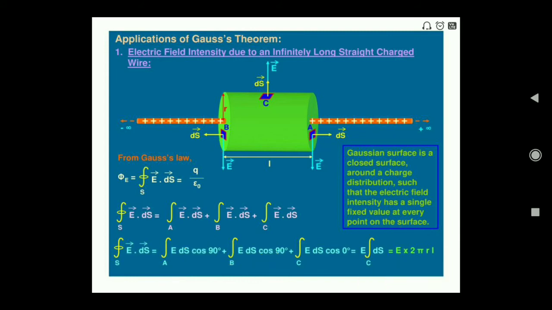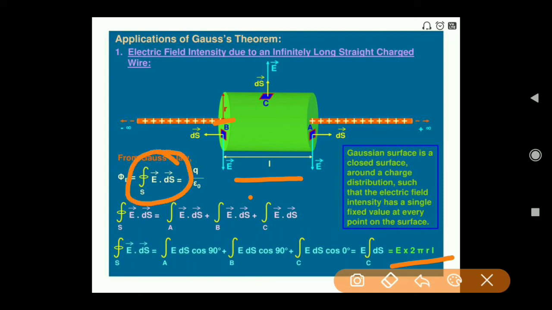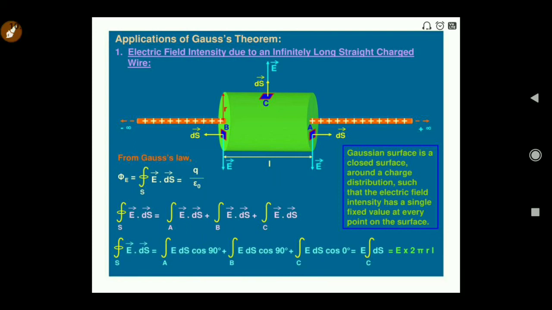And what is the surface area of the cylinder? So you see here the surface area of the cylinder is 2 pi rl, because the length of the cylinder is given as L and the radius is given as R. So that becomes 2 pi rl. So this is the value of this closed integration of E dot ds for this Gaussian surface. But this value is equal to q upon epsilon naught. So what is the charge enclosed inside this Gaussian surface? Right now, our aim is to find the charge enclosed inside this Gaussian surface.